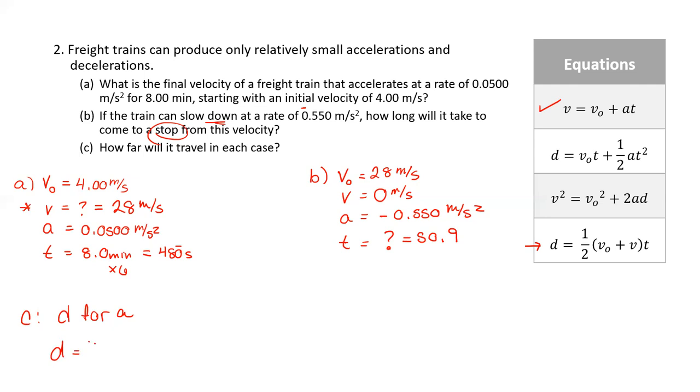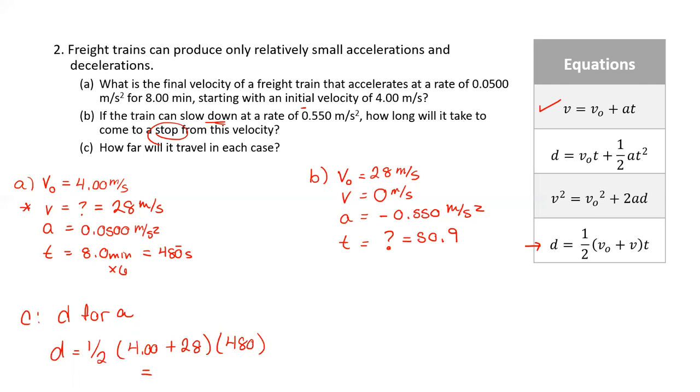Distance is equal to 1/2. V naught is the original speed, so 4 meters per second, plus the final, which is 28, times the amount of time it takes, 480. And putting all of that into your calculator, you will get that you have traveled.